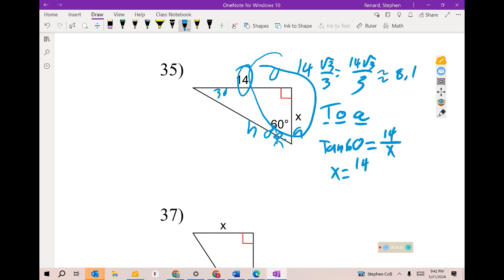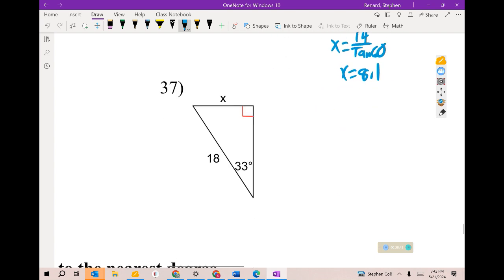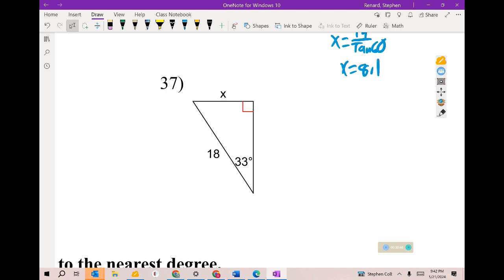We switch positions here, so we have 14 over the tangent of 60. Drop that into our calculator. And lo and behold, we get 8.1. Level 1 of plane comes together. Can't do that on this one.